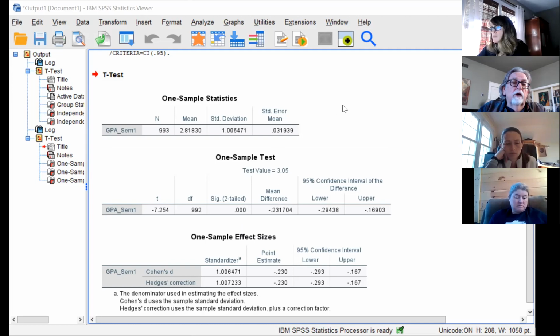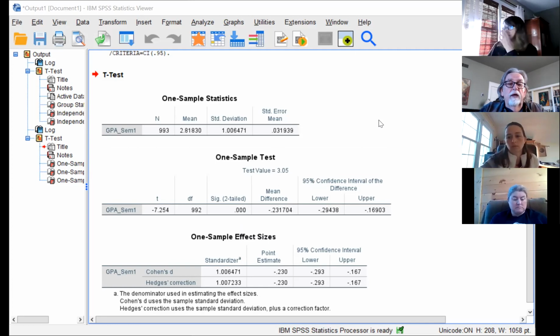And so the answer to the question is that this test group's GPA is significantly lower than the overall college average. 2.81 is significantly lower than the overall college average of 3.05.